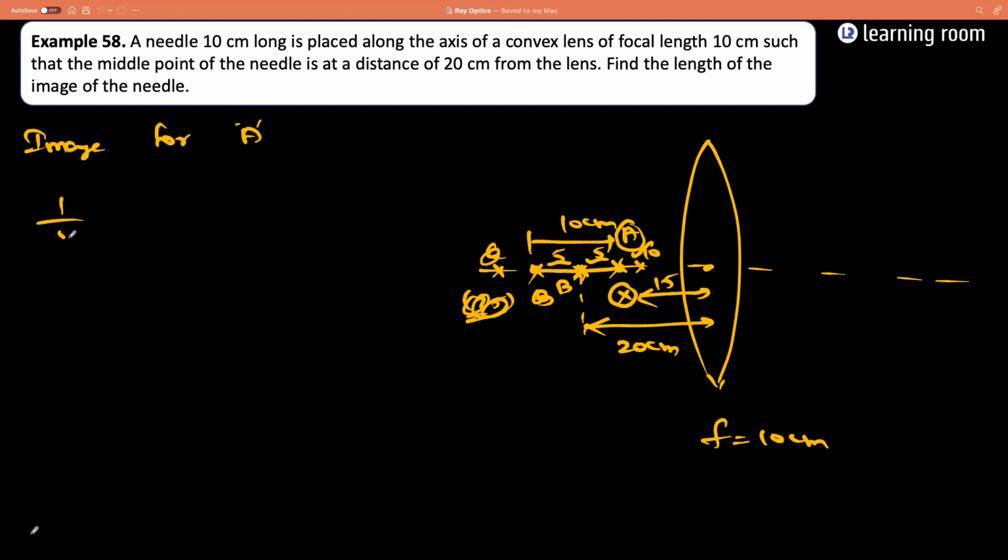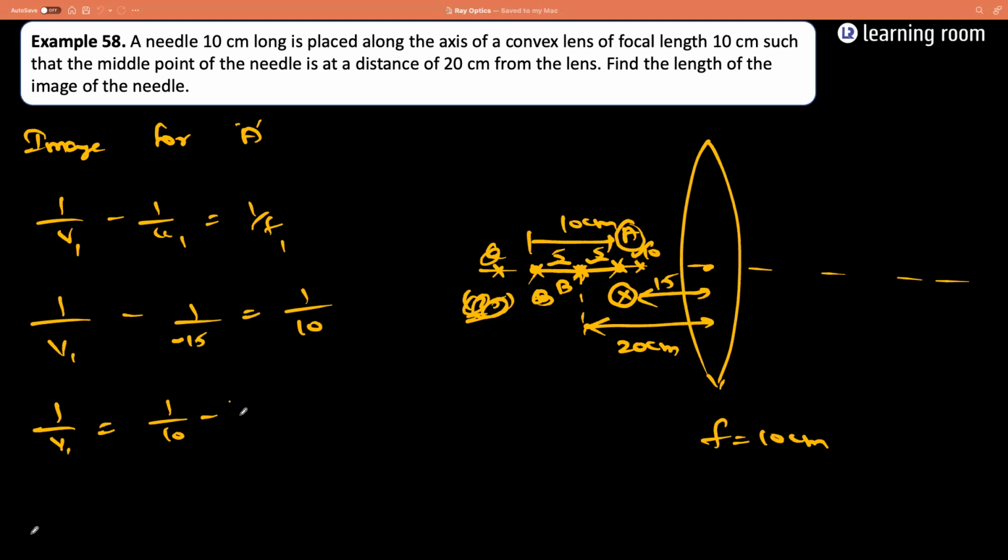Image for A: 1 by v minus 1 by u is equal to 1 by f. I'll write 1 by v1 minus 1 by u1 is equal to 1 by f1. What is the value of u1? It is minus 15, and f1 is 10. So 1 by v1 will be equal to 1 by 10 minus 1 by 15. That is 5 divided by 150, which implies v will be equal to 30 centimeter. So on the right hand side, A dash is at a distance of 30 centimeter from the lens.